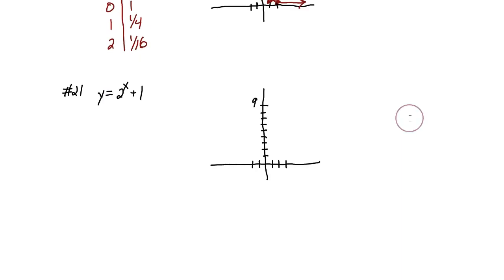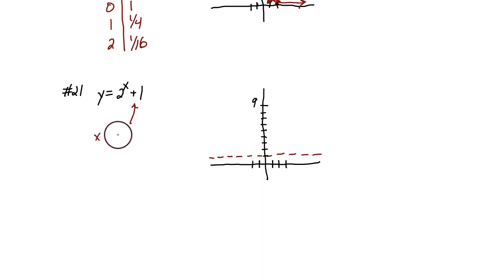Number 21, another exponential function, but this one has this extra +1 on the end. What that's going to cause to happen is that the graph of y equals 2 to the x, which would normally have the x-axis as an asymptote, is going to be shifted up 1 unit. Therefore, the horizontal asymptote will be a line crossing through the 1. We're still expecting this uphill increasing curve. It's just going to level out at y equals 1 instead of leveling out along the x-axis.